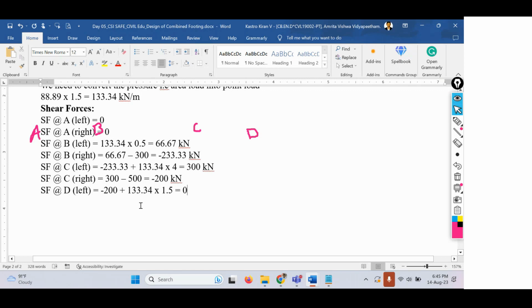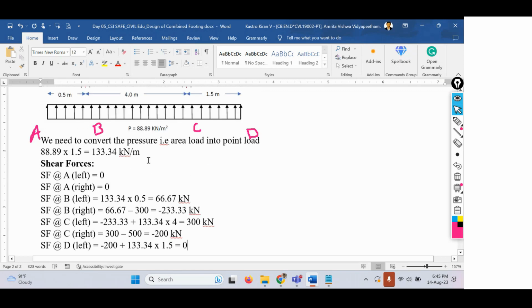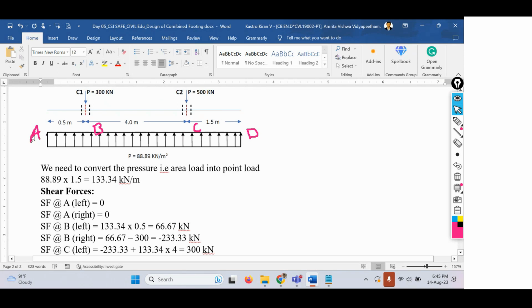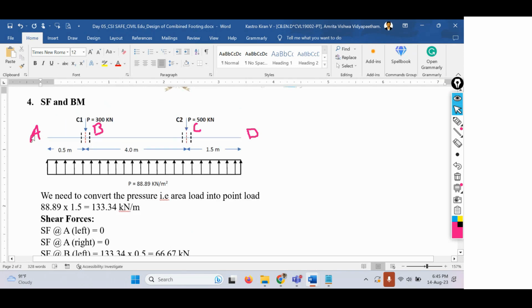Right. So that's how we can find out the shear forces at all points. I hope it is clear. If you have any doubts, you can unmute and ask, or you can also refer to the recorded video once I upload it to YouTube. Right. So that's the point here. Now, what we have to do is draw the shear force and bending moment diagram. That's the critical part here. Let us draw the shear force and bending moment diagram. Initially, I'll just show you roughly, and then I'll show you how to make it in a proper way.